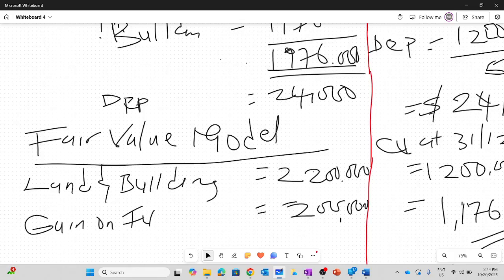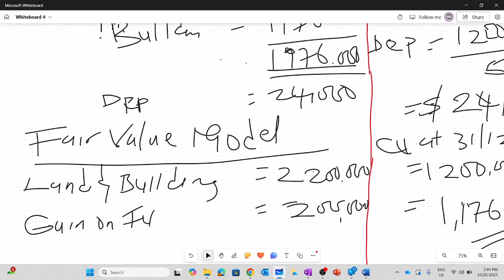Also, now we are going to look at the linkages between IAS 40 and IAS 16. We are going to look at it in twofold: from the fair value model, and from the cost model.